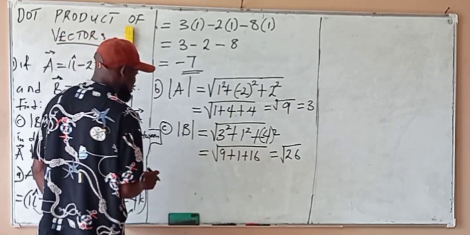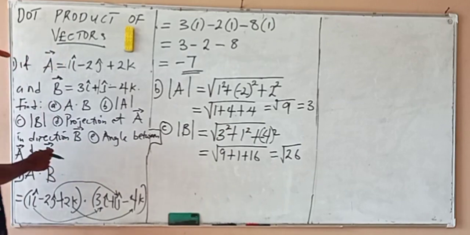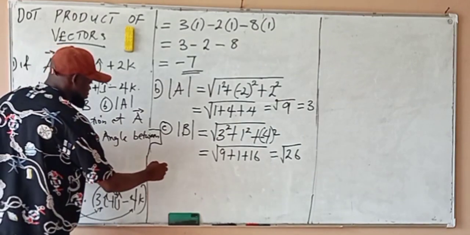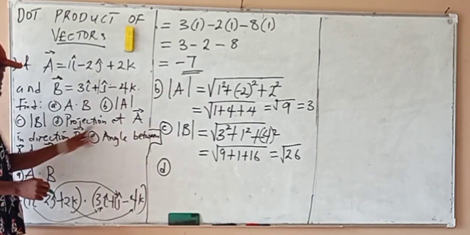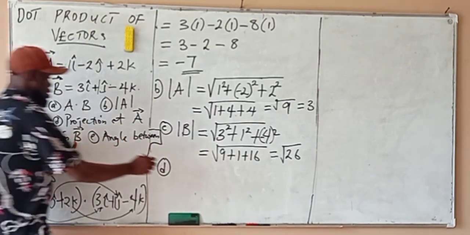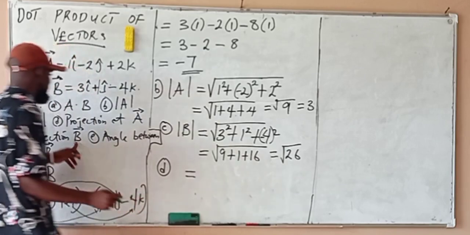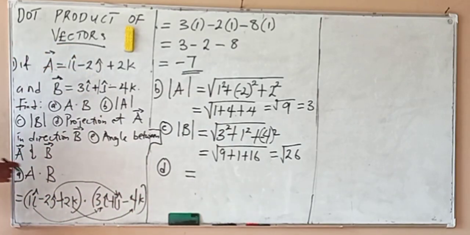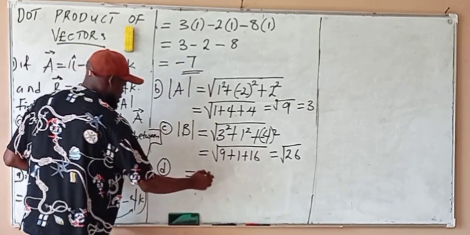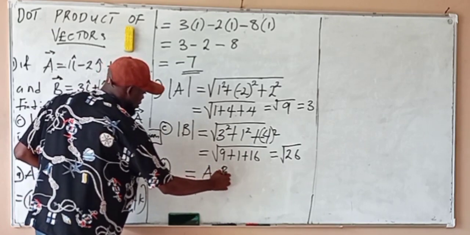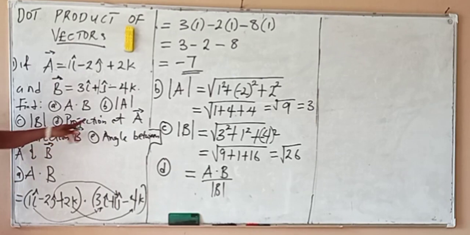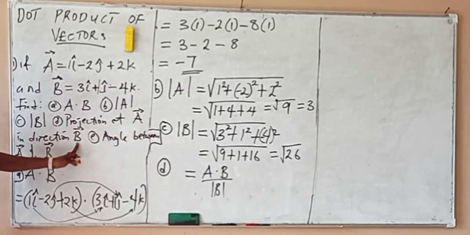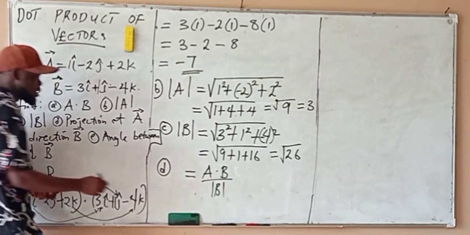The other thing we can do again, right? Question D is the projection of A on the direction of B. So the projection of A in the direction of B will be equal to A dot B over the magnitude of B. If I ask for the projection of B in the direction of A, it will be A dot B over the magnitude of A. So this direction will be the denominator. I've already explained that.